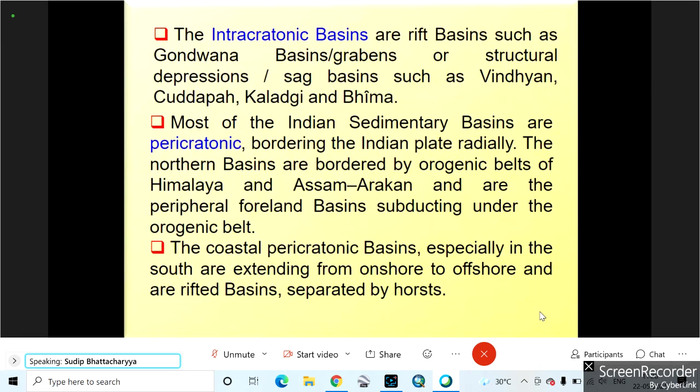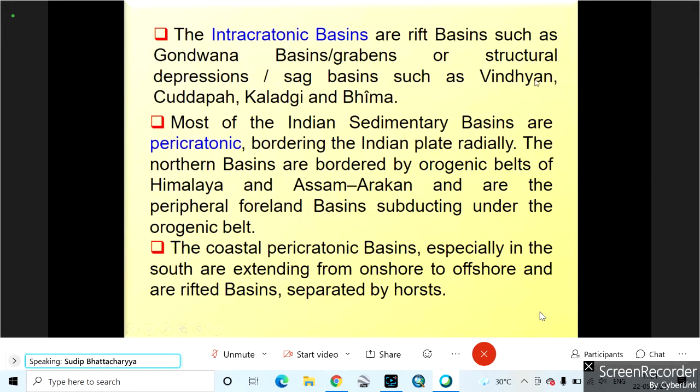Now the intracratonic basins are, I need not elaborate, the Gondwana basins with the horst and graben structures, and the structural depression sag basins such as Vindhyan, Kadapa, Kaladgi, and Bhima. As I told you earlier, these sag basins are not as important as the rift basins.